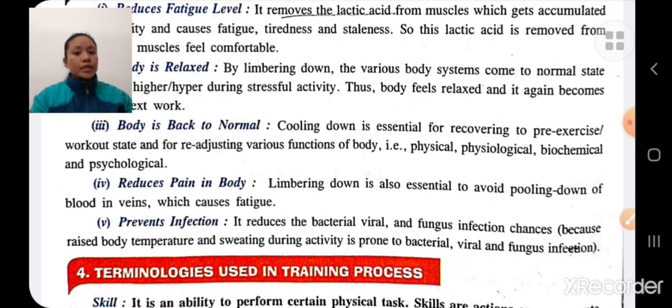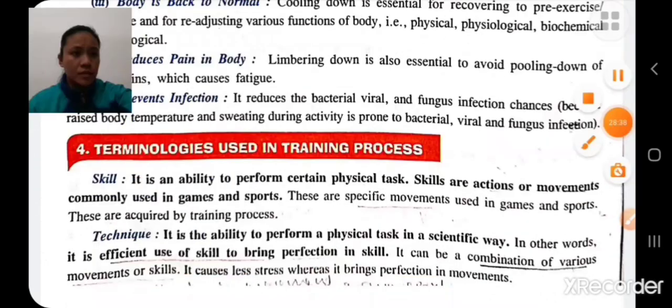Reduce pain in the body. By doing the cooling down, it helps to reduce the pain in the body. Prevent infection. When we do warming up, it causes sweating, which causes a chance of infection. So by doing the cooling down, limbering down, it reduces the bacterial, viral and fungal infection.